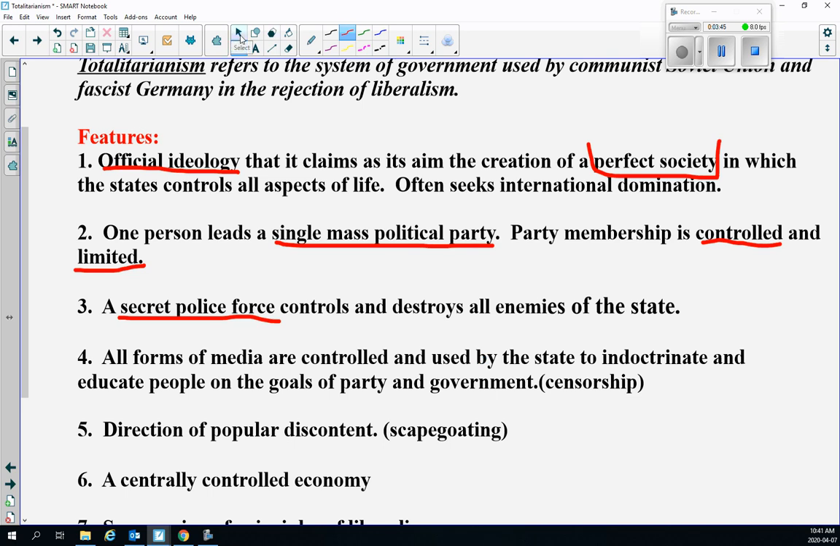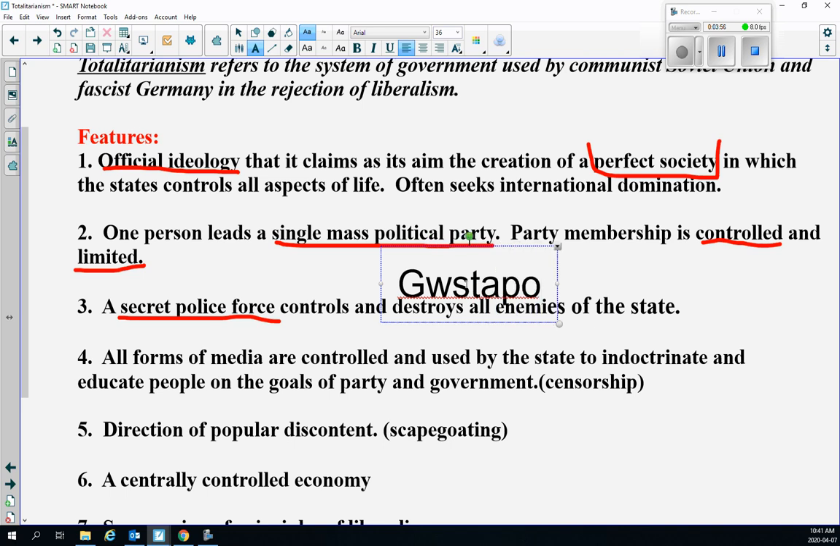And maybe you need some help. See if I can type this in for you. The Gestapo. Whoops. Gestapo, like that. Secret police force in Germany.